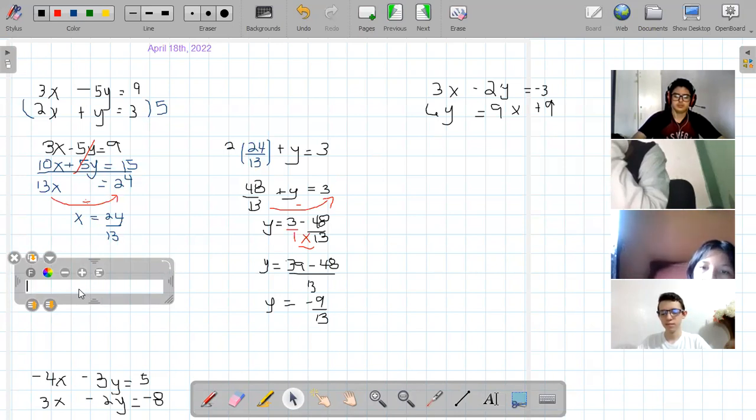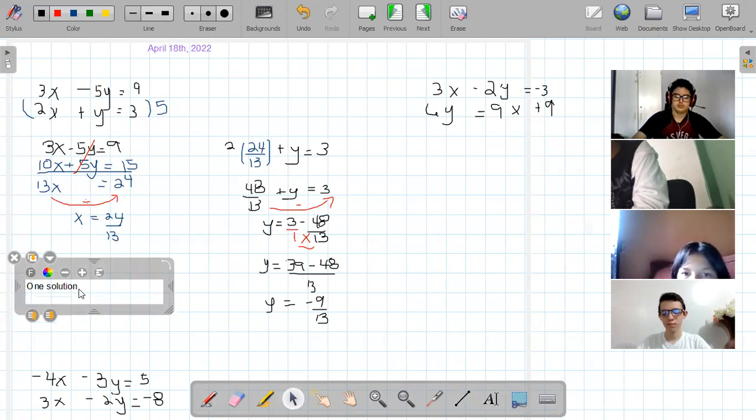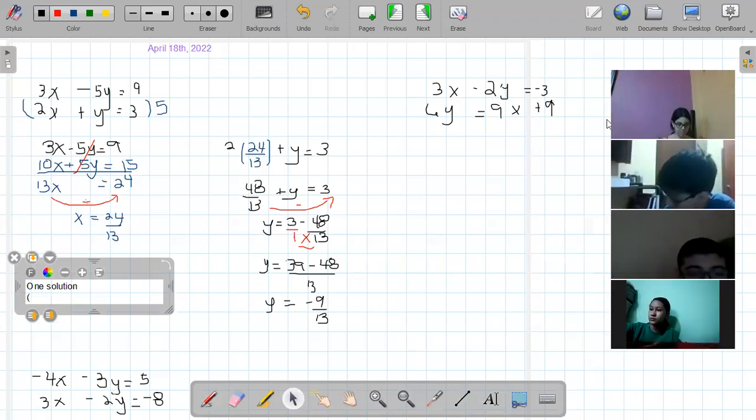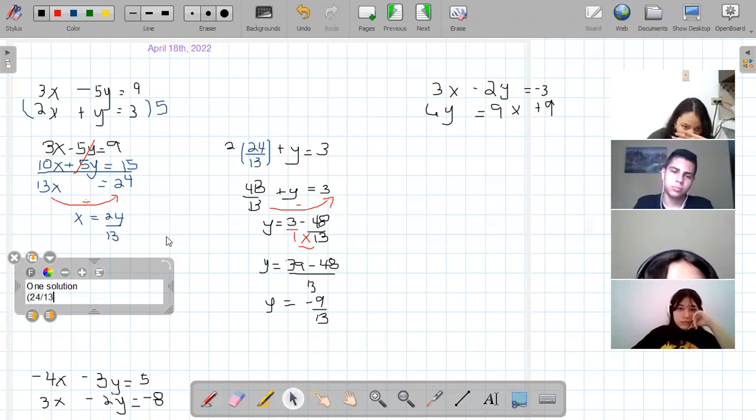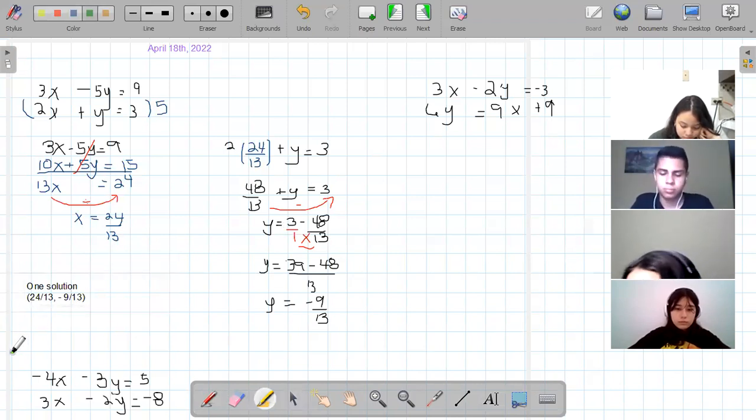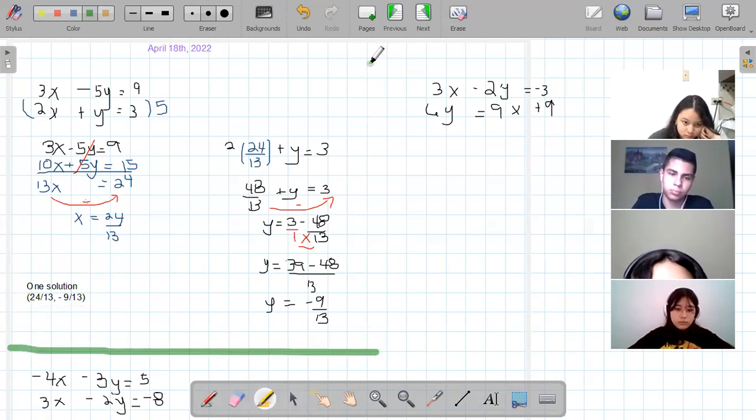So how many solutions do I have? One solution. And what is the solution for this exercise? 24 over 13, comma, negative 9 over 13. Exactly. So that is my final answer: 24 over 13, comma, negative 9 over 13. One solution only. Questions about this? No? We're clear? Okay then.